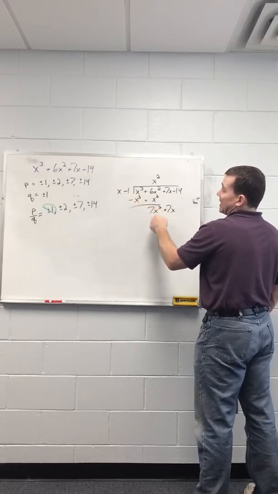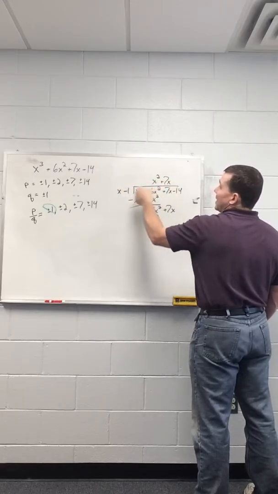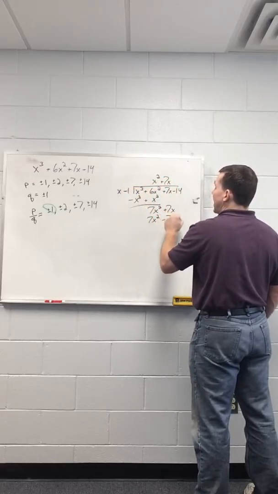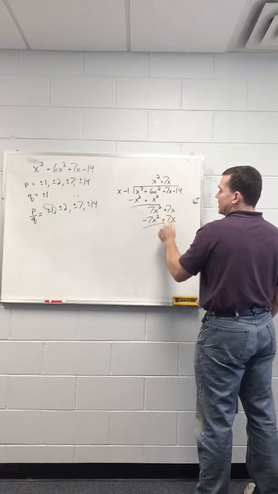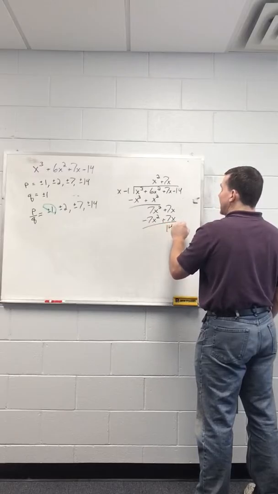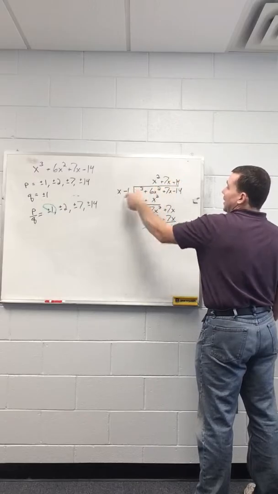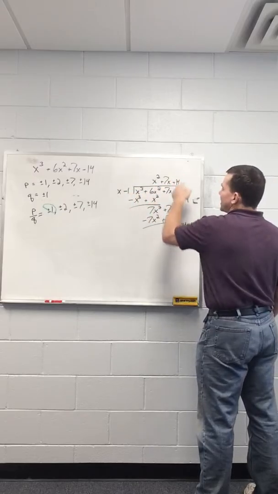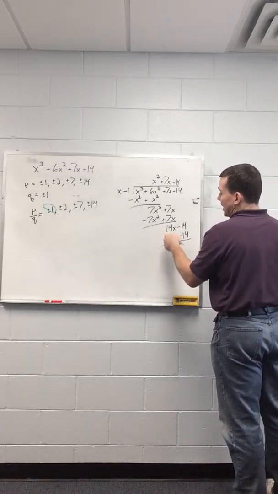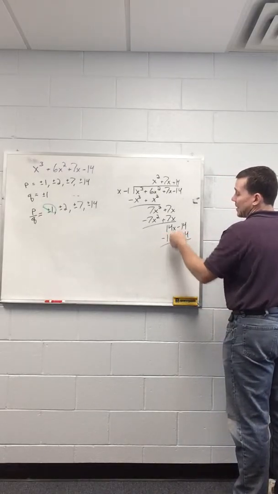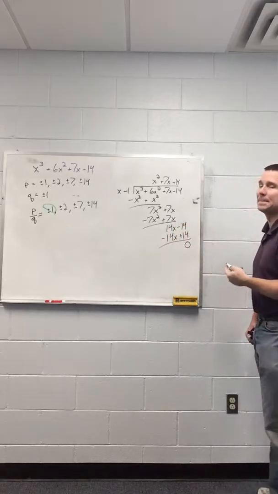What do I multiply x by to get 7x squared? 7x. 7x times x is 7x squared. 7x times negative 1 is negative 7x. I switch the signs, negative, positive. That's 0. 7x plus 7x is 14x minus 14. What do I multiply x by to get 14x? 14. 14 times x is 14x. 14 times negative 1 is negative 14. I switch the signs. Positive becomes negative, negative becomes positive. That becomes 0. Negative 14 plus 14 is 0, and I'm done.